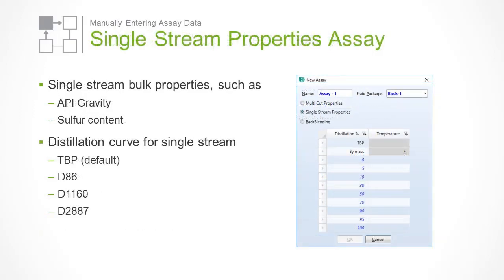The Single Stream Properties option allows you to enter assay data that comprises only the distillation curve and some bulk properties such as API gravity and sulfur content. The following distillation curve types are supported: TBP, which is the default, D86, D1160, and D2887.